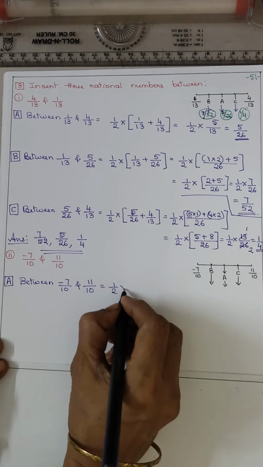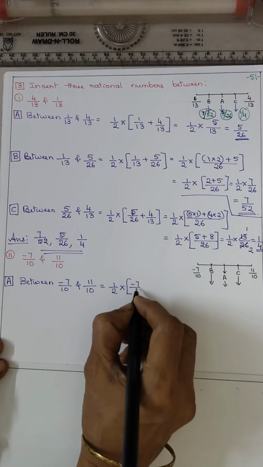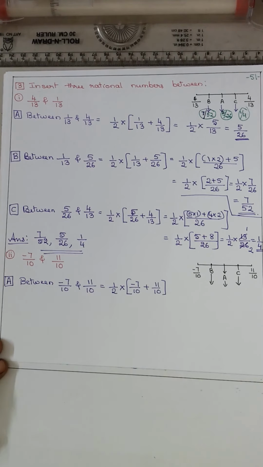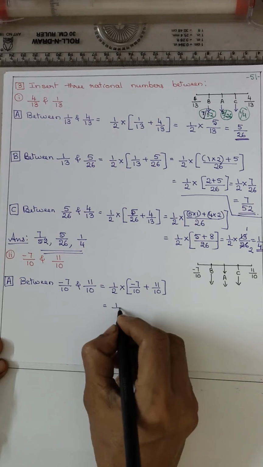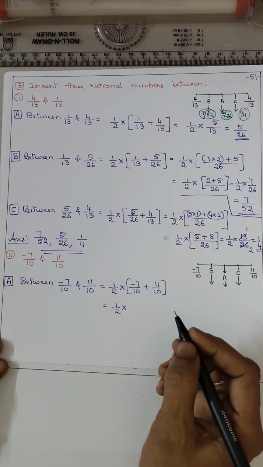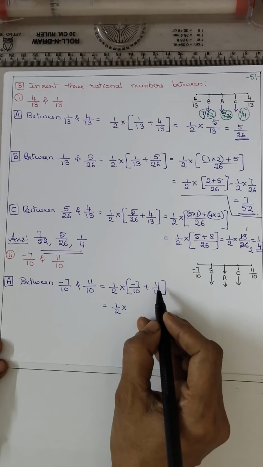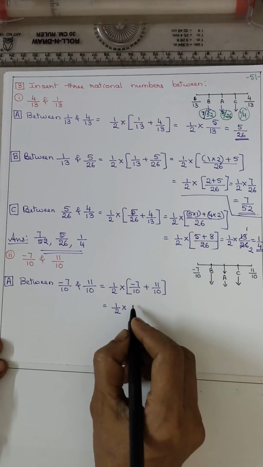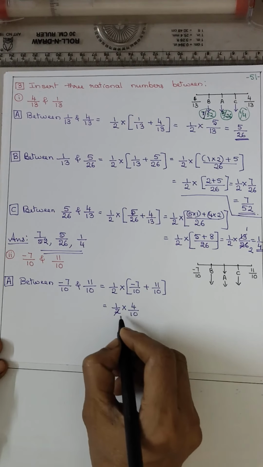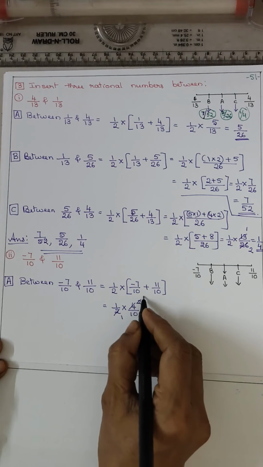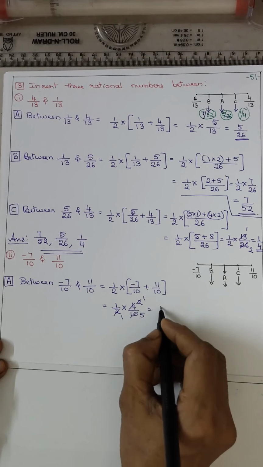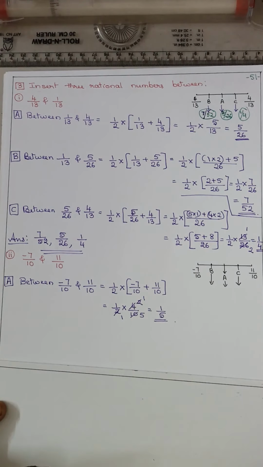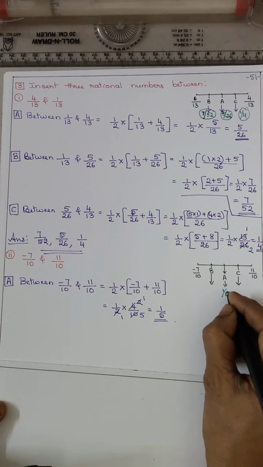That means half into minus 7 by 10 plus 11 by 10. When the denominators are same, what we have to do? Add the numerators. Minus plus, subtract, bigger number's sign. So 11 minus 7 is 4 upon 10. 2 ones are 2, 2 fives are 10. So you got the answer 1 by 5. So A is 1 by 5.